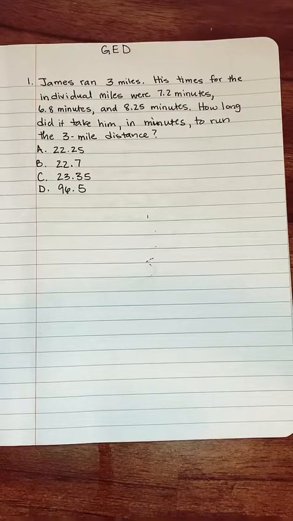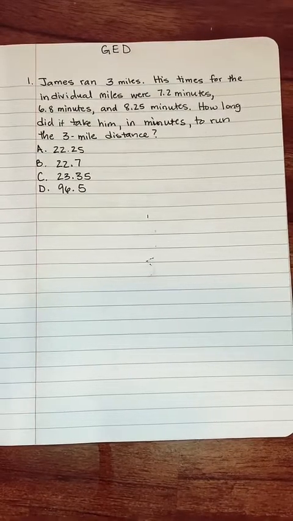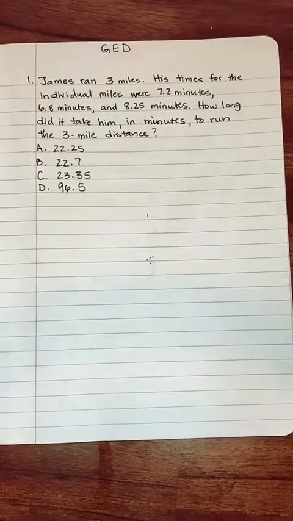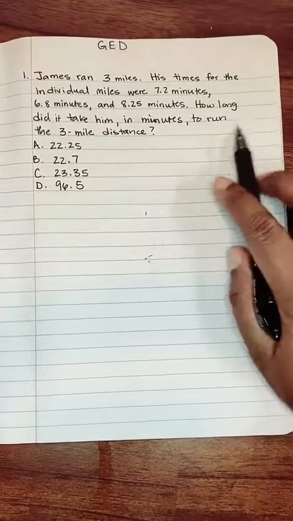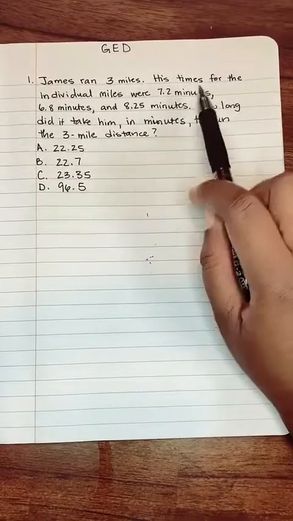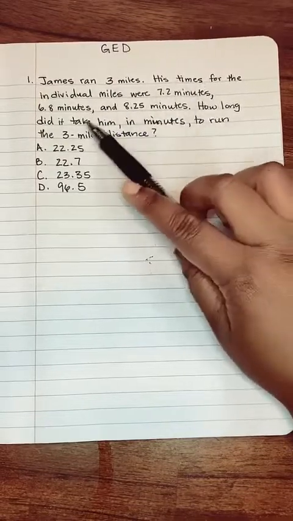Okay, so A, okay, A. All right, so let's see. How long did it take him in minutes to run 3 miles? What they're asking us to do is add up all the minutes. Okay, that's what you have to understand first. They want to know how long it took him in minutes. So what we're doing is we're going to add up all our minutes.